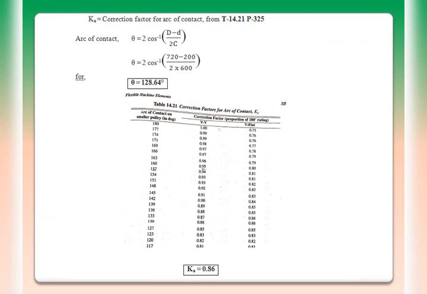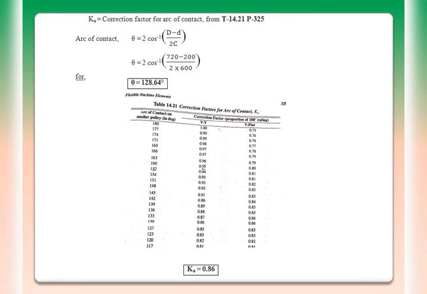I hope that equation is not in the data handbook. If it is there, please check. The arc of contact theta is equal to 2 cos inverse of (capital D minus small d) divided by 2c. This is one of the fundamental equations. Therefore, theta is equal to 2 cos inverse of (720 minus 200) divided by (2 into 600). So we are getting arc of contact theta is equal to 128.64. Now for the corresponding arc of contact theta is equal to 128.64, by table 14.21, page 325, we are getting k suffix a is equal to 0.86.